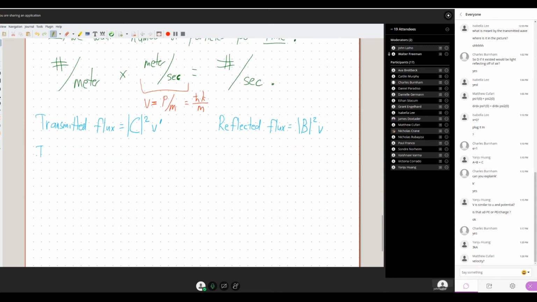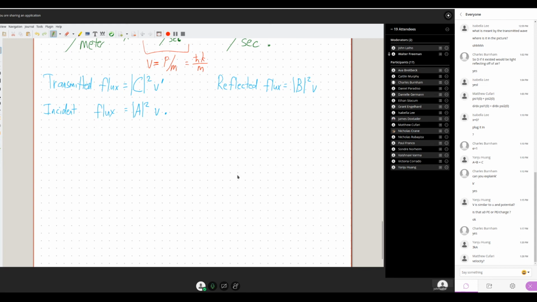And then finally, the incident flux is just a squared v. So now if we want to ask questions like the probability, we can now define something else. As an example, the transmission probability, sorry, I tripped over that earlier, which people use big T for.